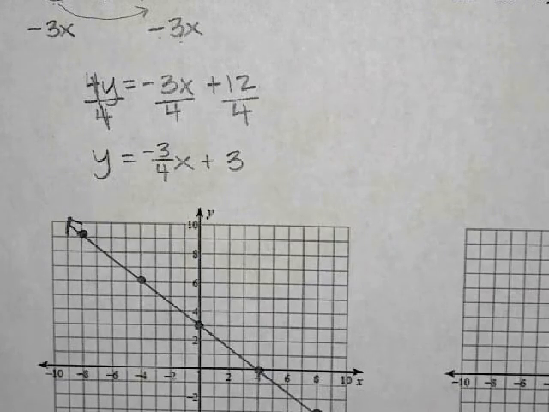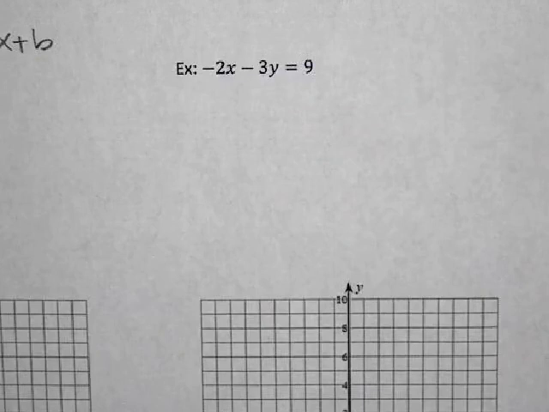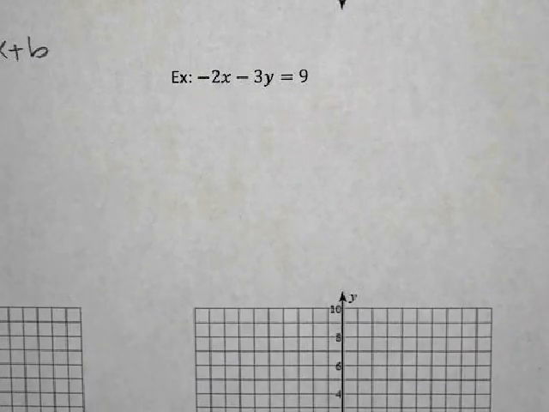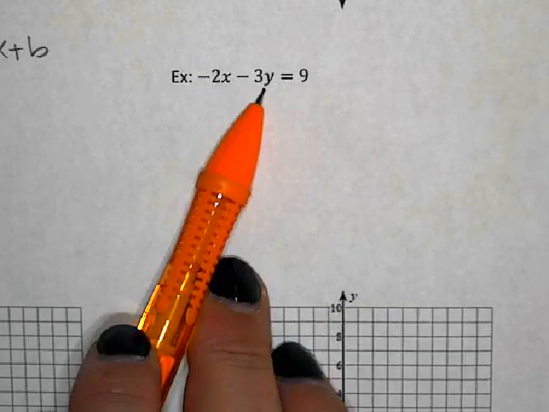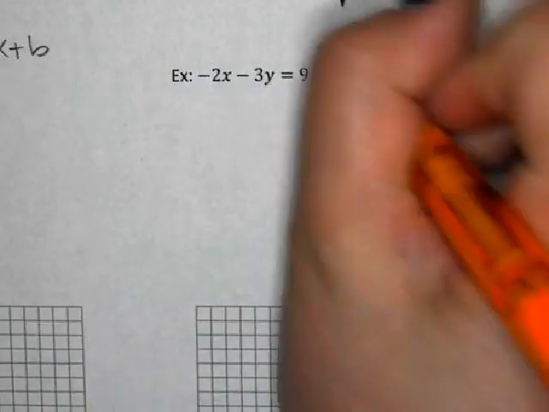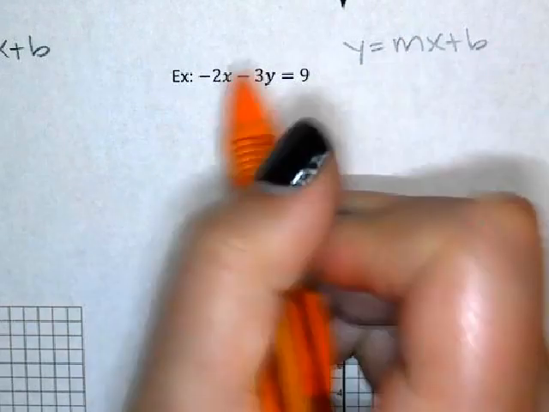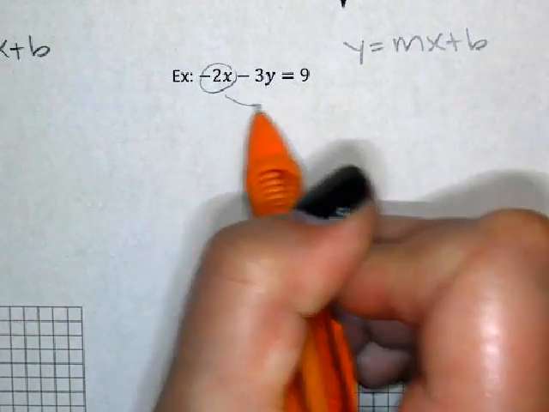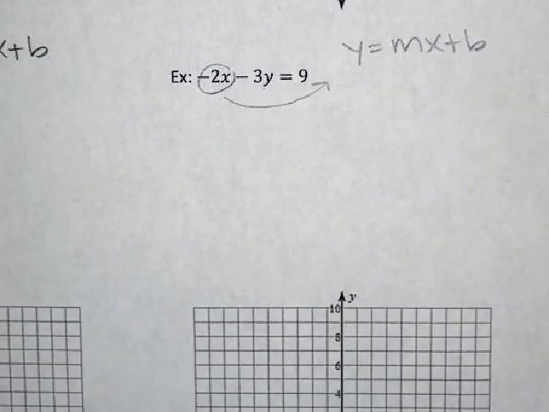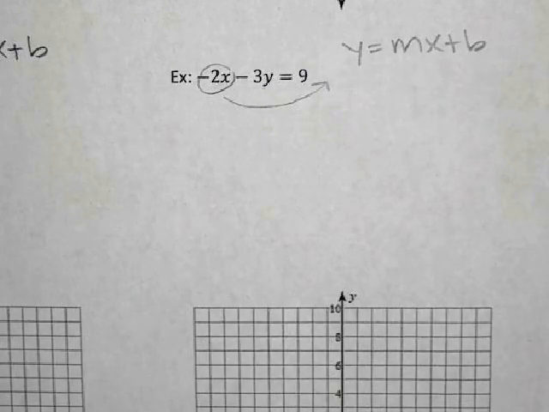Okay, what's the first step for the next example? Yeah, we want to get the y alone. Our goal is to make it y equals mx plus b. So we want to take the 2x and move it to the other side. Okay, go ahead and take a moment and do whatever you need to do to make that happen. Get this 2x over on the other side.